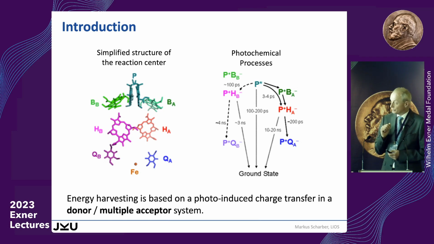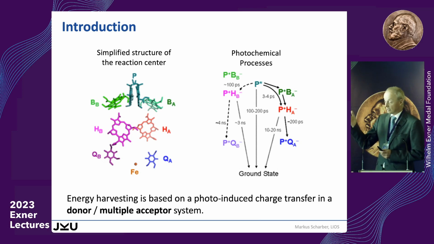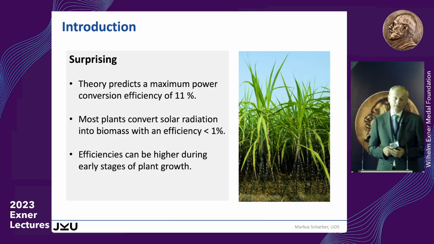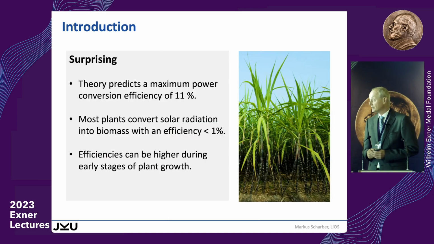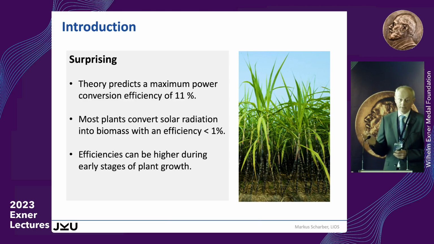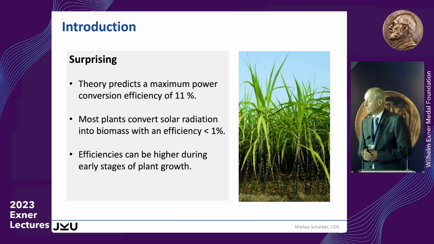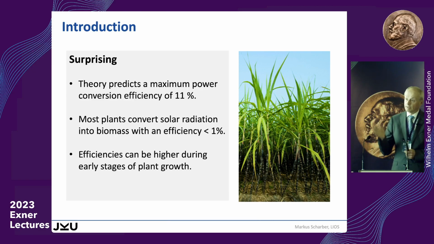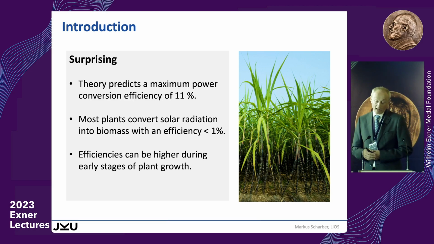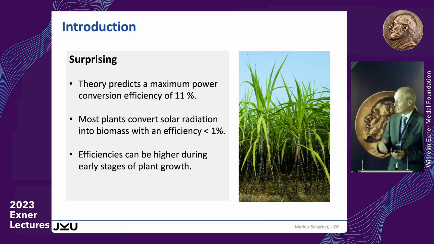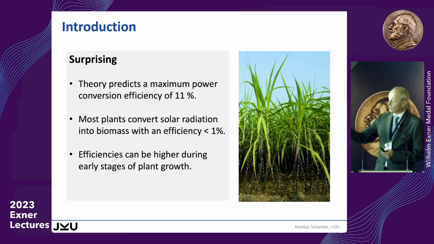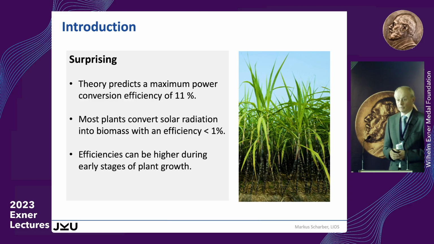So if you look at photosynthesis from a very general point of view, then it's quite surprising that people think about this process at all, because at the end it's not very efficient. Theory says the maximum power conversion efficiency is 11%. And if you look at typical plants, the energy conversion efficiency is even less than 1%. So if you now think about energy harvest, and we heard also about silicon solar cells and everything is about efficiency, why should you go and look into a process which is less than 1% efficient?